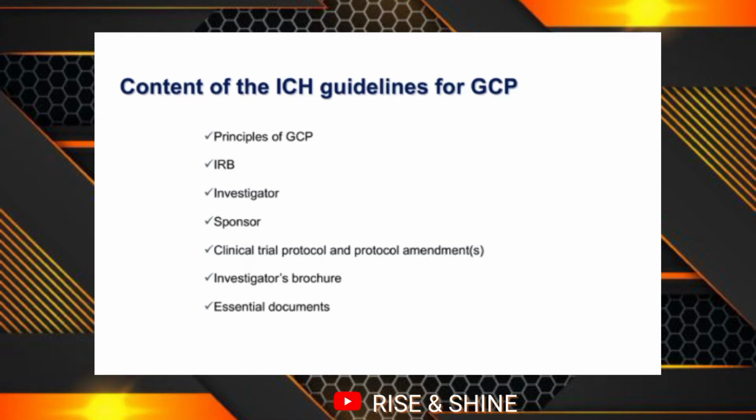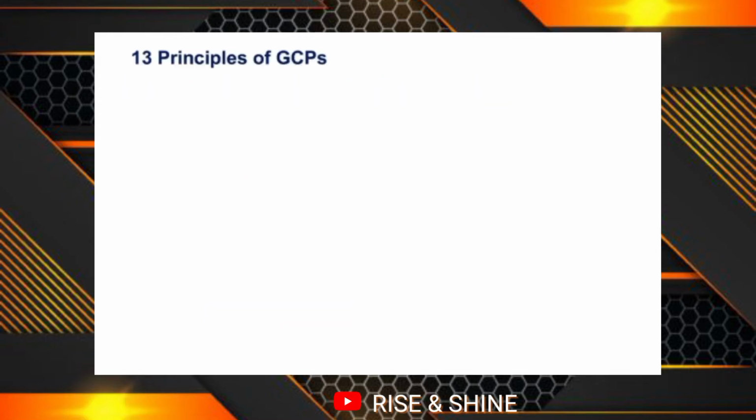Now what are the key contents in the ICH guidelines? It covers the principles of GCP. What is the foundation of GCP? That is the principles of GCP. Your ethics committee, the responsibilities of the investigator and sponsor, your clinical trial protocol and amendments, this is the planning part. This is more on the execution part: your investigator brochure, all the essential documents, the investigator file, all these are covered by ICH.